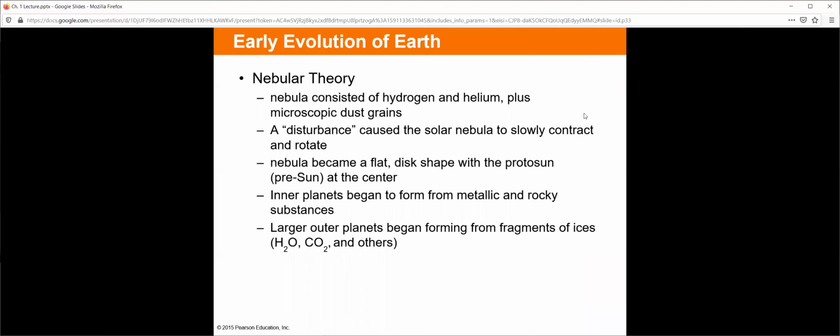So as I continue to say, nebula theory states that the nebula consists of hydrogen and helium, the two most common elements in our universe, because they're the most simple, right? Disturbances cause them to coalesce, to clump together, creating inner planets of metallic and rocky substances and outer planets of ice and gases. This is due to the closeness to the sun. If you notice, the rocky planets are closer, and the icy and the gaseous planets are further away, right?